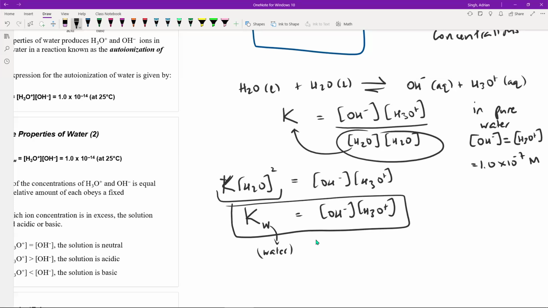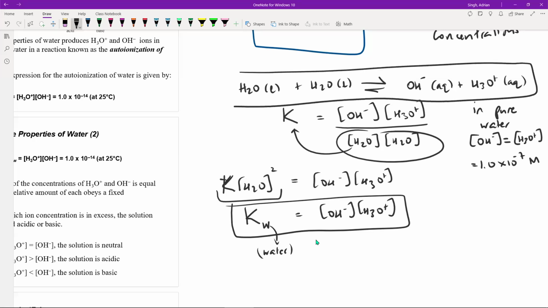So what this means is when you have a sample of pure water, this reaction here happens. It doesn't happen a lot. It happens very infrequently, but it does happen. That's the key thing. And the concentrations of these, the hydroxide and the hydronium, are exactly equal to each other. And those concentrations are 1 times 10 to the negative 7 each.